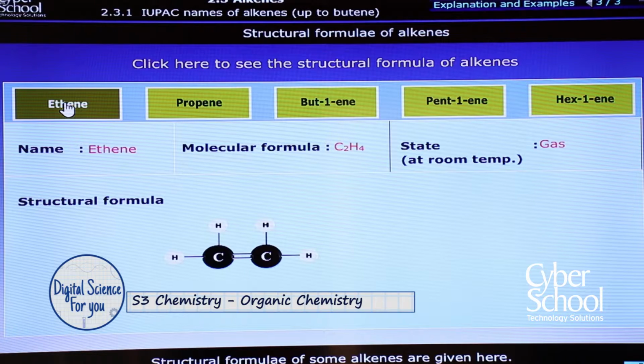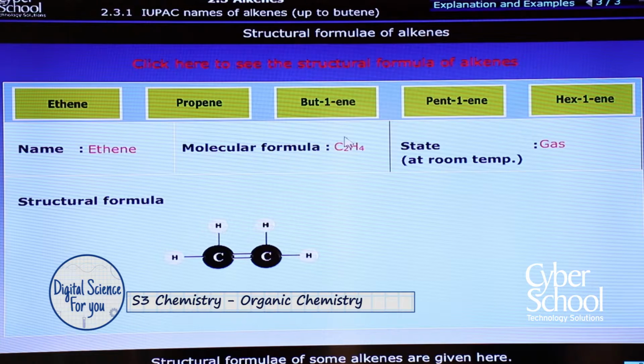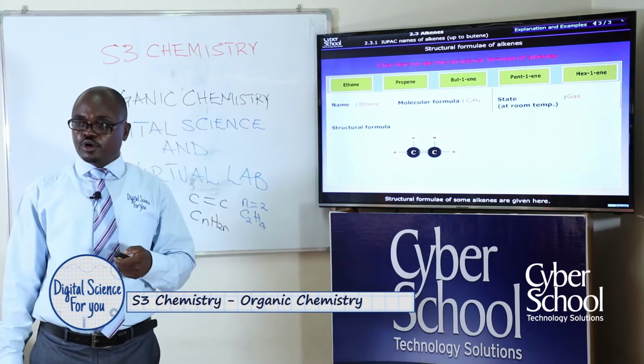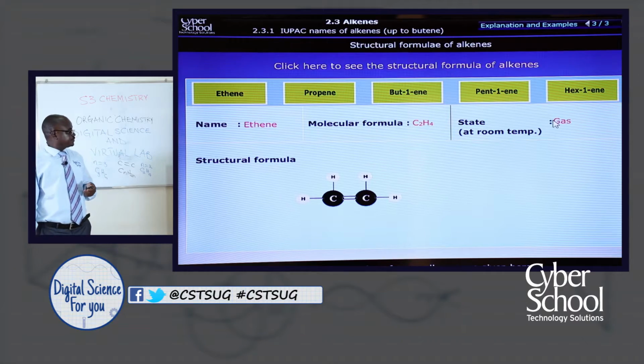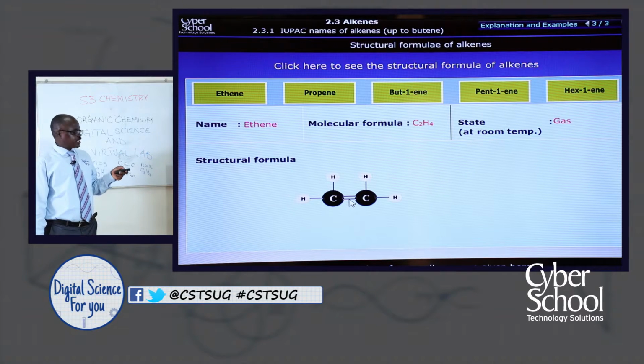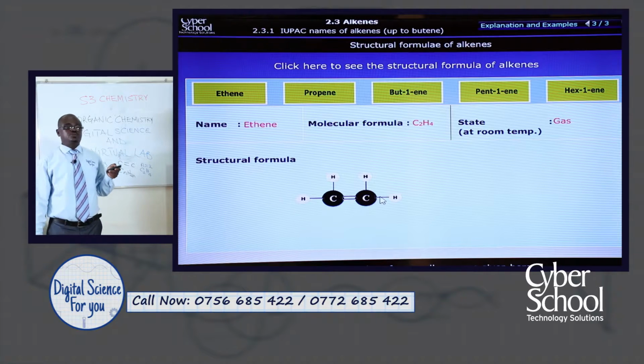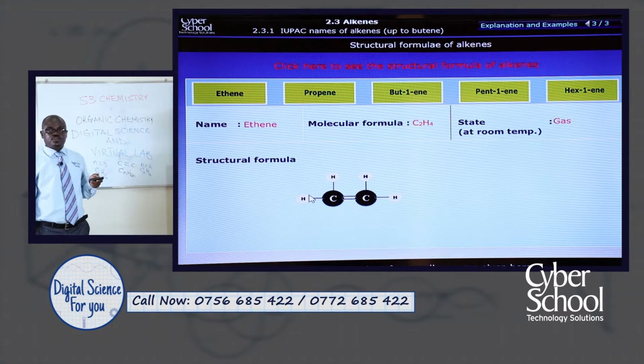Ethene has molecular formula C2H4, as we have seen, and it's a gas at room temperature. I want you to get it. As we go to the properties, you should be able to know the properties of ethene. In the structure, we can see we have a double bond between the carbon atoms, represented by the black. And then we also have the hydrogen atoms, which are bonded to each of the carbon atoms.